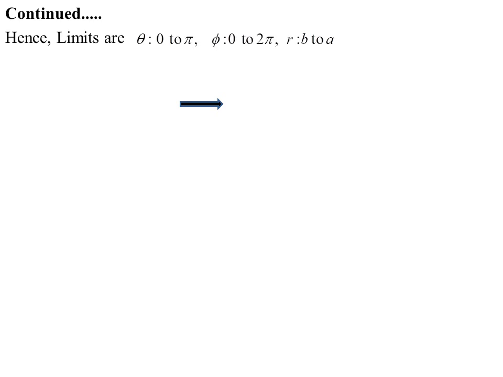Continuing this problem further, limits we can take down as theta is varying from 0 to pi, as the annulus is everywhere in all 8 octants, theta will definitely vary from 0 to pi. Phi is varying from 0 to 2 pi, as we are taking the complete annulus, and R we already discussed, it's varying from B to A.